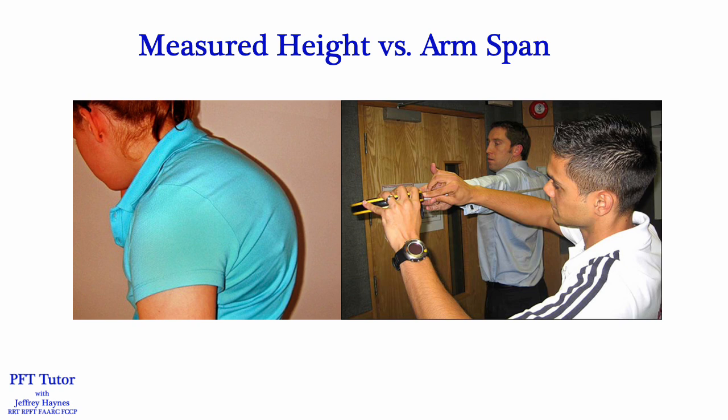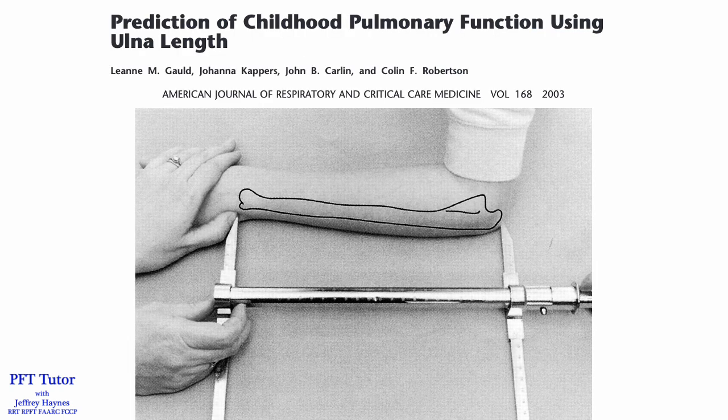Measuring arm span may also be difficult, especially if you're alone and you're trying to measure this with a tape measure. Some patients may not be able to straighten their elbows or lift their arms due to shoulder issues. So the other method to use is the ulna length, shown here, which is actually more accurate than arm span, and it is the recommended method for young children. Calipers are recommended over a tape measure, and just like arm span, your PFT software should be able to convert the ulna length to height.